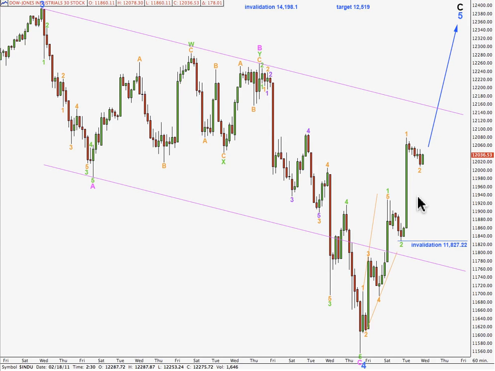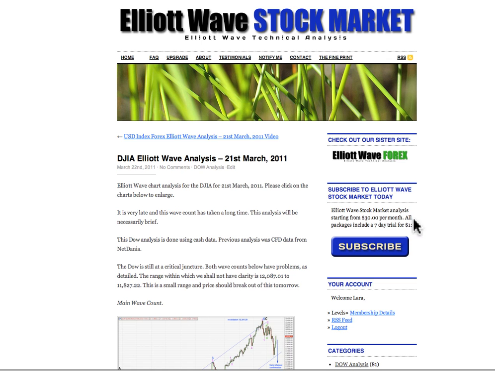We could relabel this most recent piece of movement, but movement below this point is going to make any further bullish wave count look extremely strange. So again, we're at a critical juncture for the Dow. A few more days should clarify the situation. The range within which both of those wave counts remain valid is pretty small, so it should break out of that small range within a few more hours.